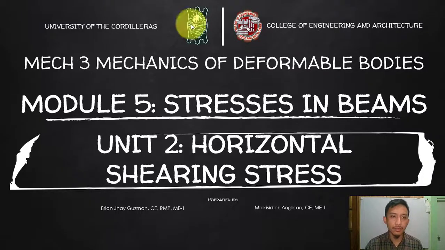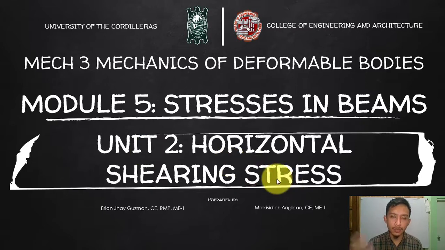Okay, welcome back to your module 5. So in your unit 1 we discussed the flexural stress. That is the relationship of the bending moment with the stresses within the cross section. So now let's proceed to your unit 2, which is horizontal shearing stress.